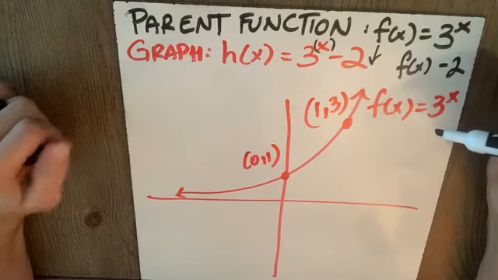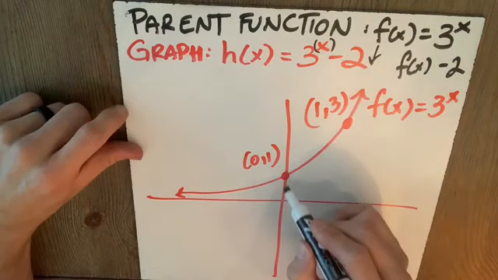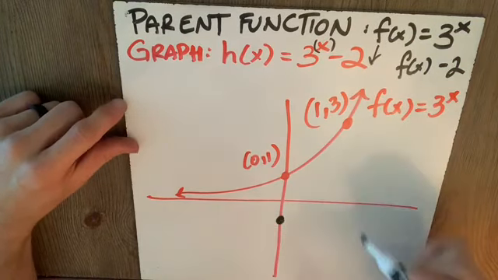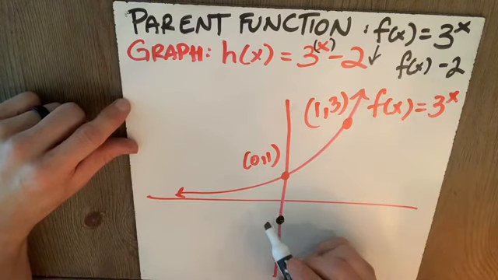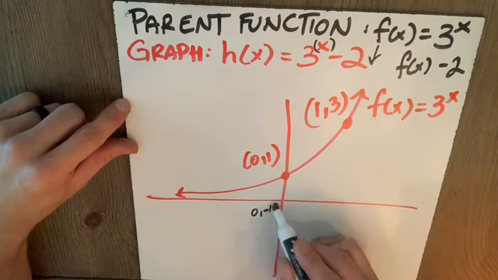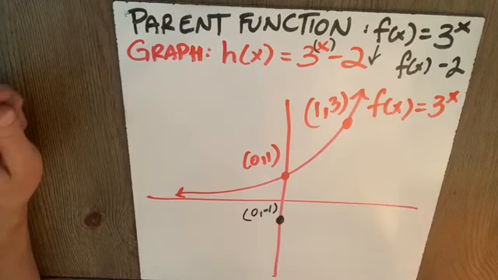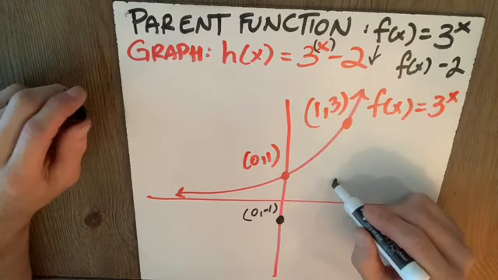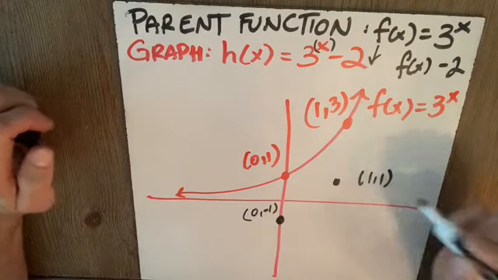So this is going to say move everything down 2. So this move down 2 is going to be here. And that new point is going to be 0, negative 1. I moved the y coordinates down by 2. 1, 3 is going to become 1, 1 when I move it down 2.